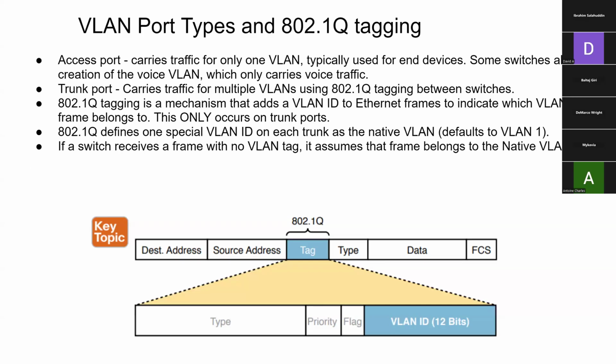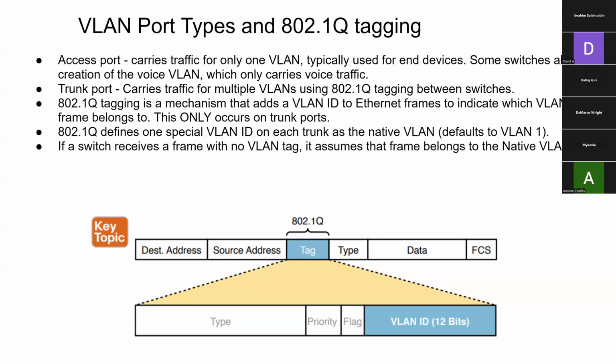Cool. Yeah, that makes sense. Let me ask you. You said native VLAN. Maybe you haven't got there yet, but if that native VLAN is traversing a trunk, would it be tagged traffic or untagged traffic? So it'll be untagged.